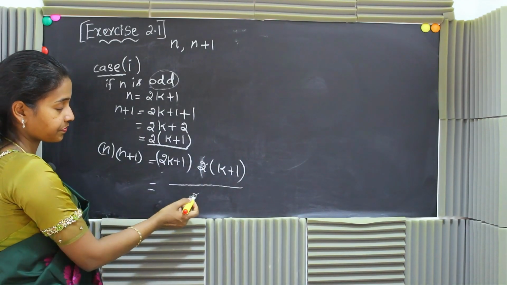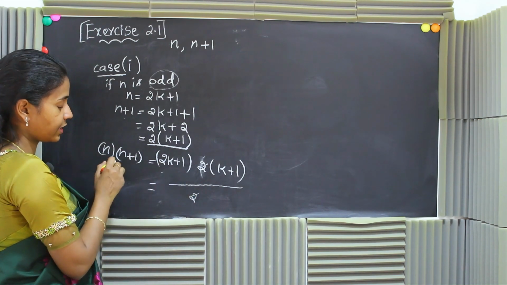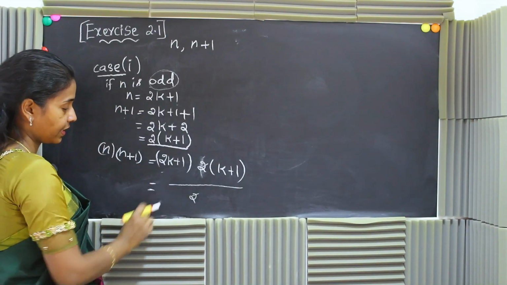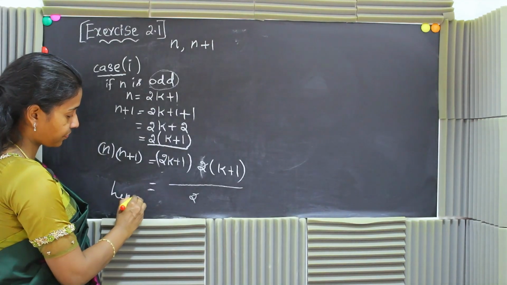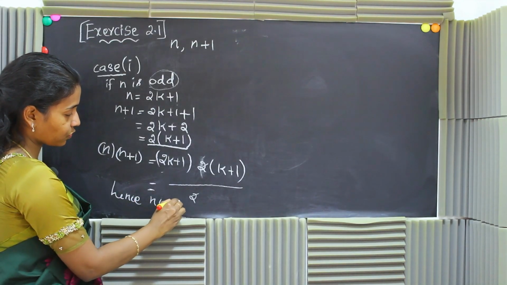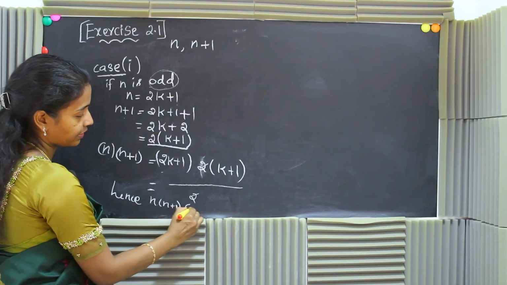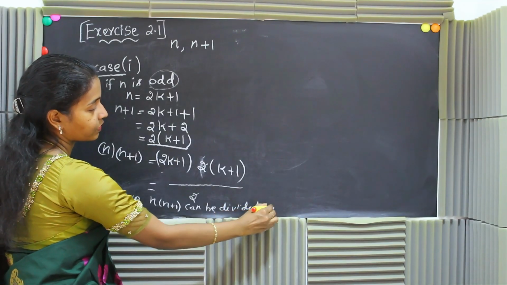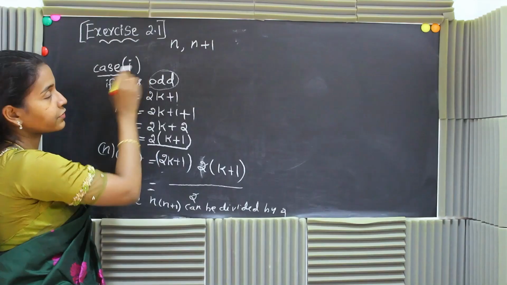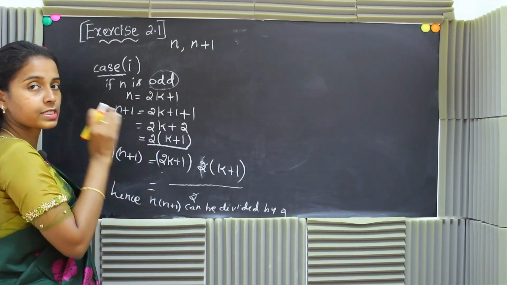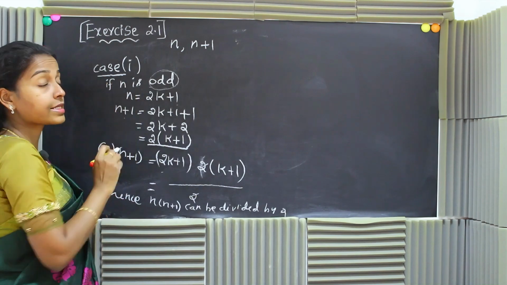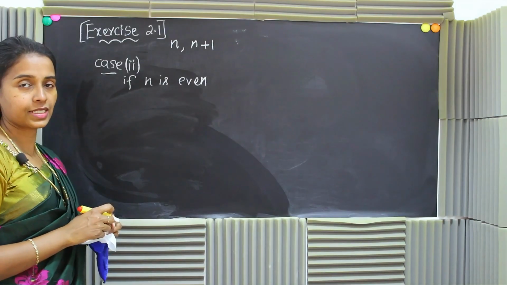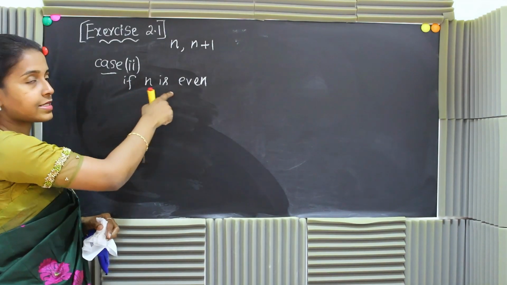Okay. Here, this n into n plus 1 can be divided by 2 without leaving the remainder. Hence, we can write, hence n into n plus 1 can be divided by 2. Here we have checked the first case, in case the first number is odd. Next case, if the first number is even, what will happen? Here the next case is if n is even.